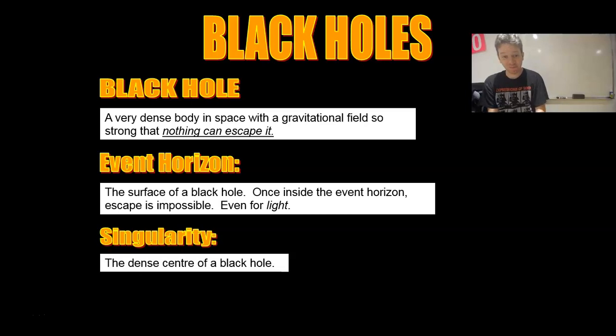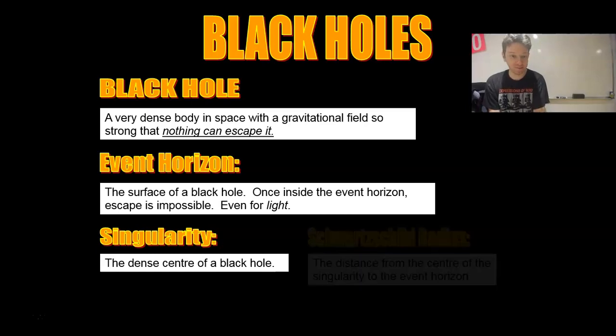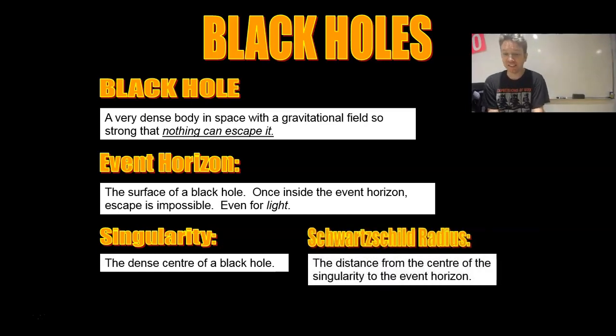The singularity, when we talk about the black hole singularity, that's the dense center of a black hole. We don't actually know what's going on at the dense center because our two theories of general relativity and quantum mechanics don't work well together, but hopefully one day we will. And then the Schwarzschild radius. The Schwarzschild radius is just the distance from the singularity, that dense center, to the event horizon. So it's pretty much the radius of that sphere that you would see as being black.